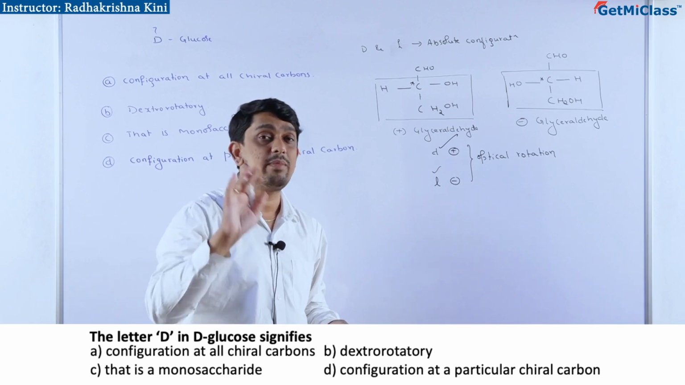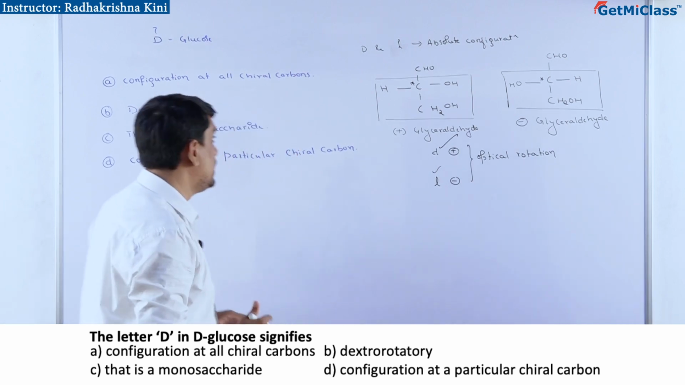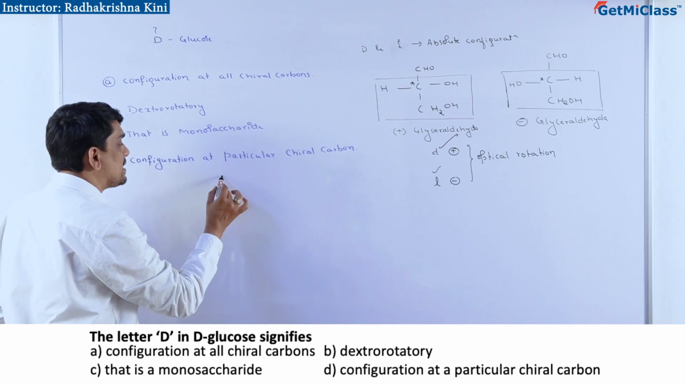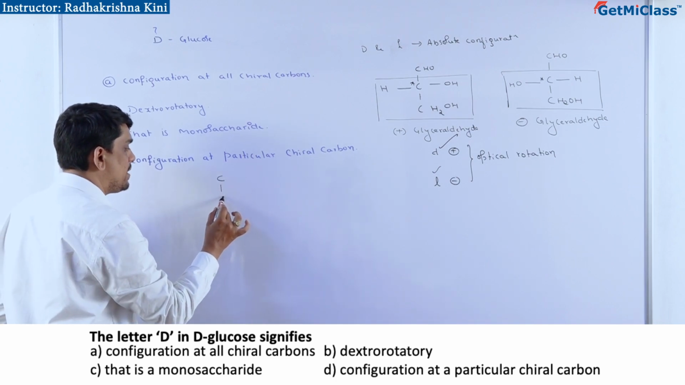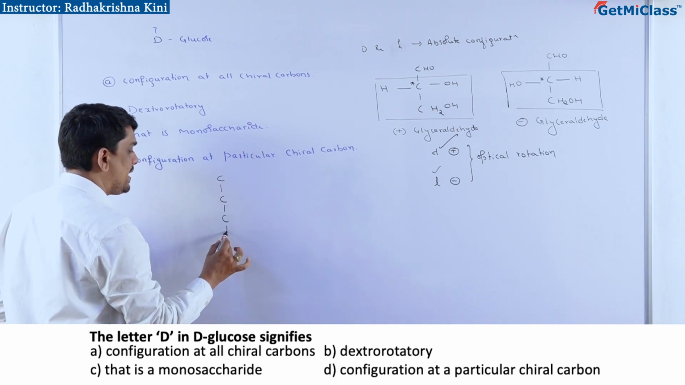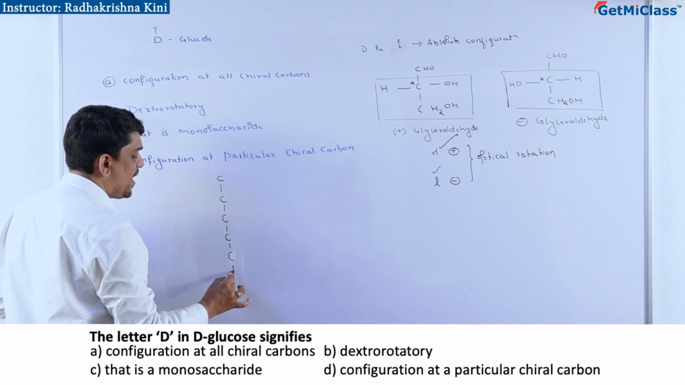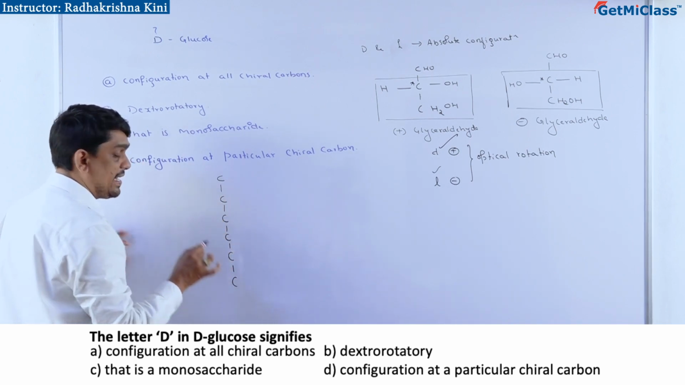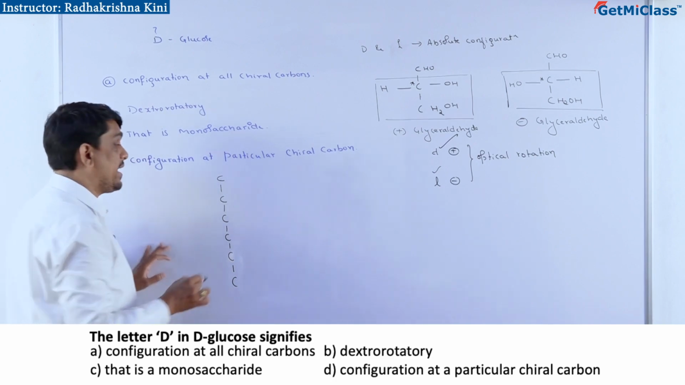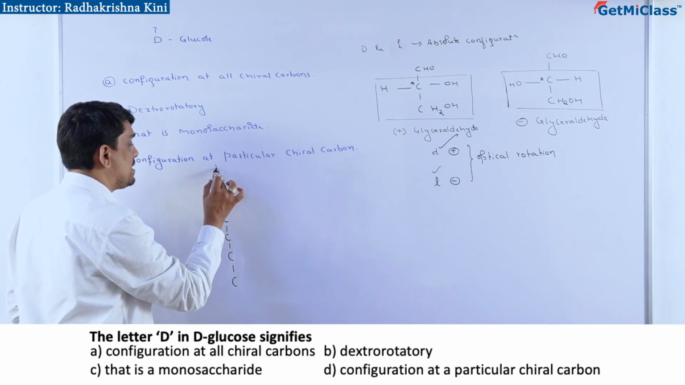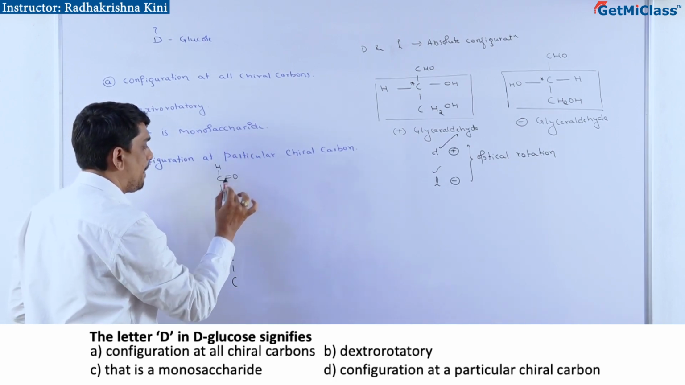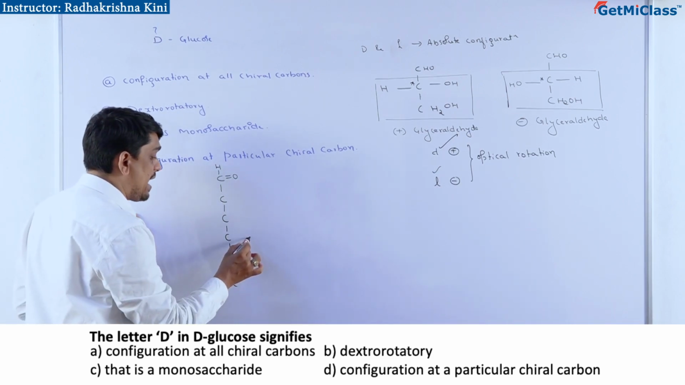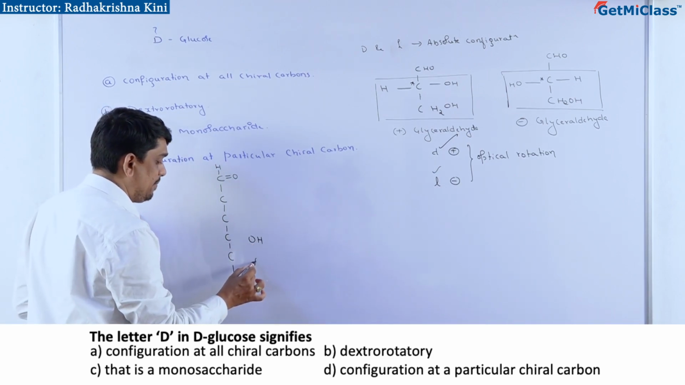Okay. Now let me write the structure of glucose. You know that glucose is a hexose. Hexose means a total of 6 carbons must be there: 1, 2, 3, 4, 5 and 6. I know it's an aldohexose. At the terminal position there is an aldehyde. I know that glu indicates the last 3 OH on the same side, that's the right side.